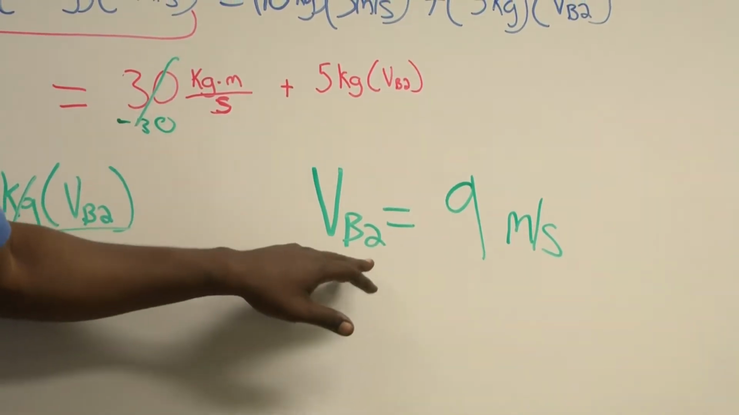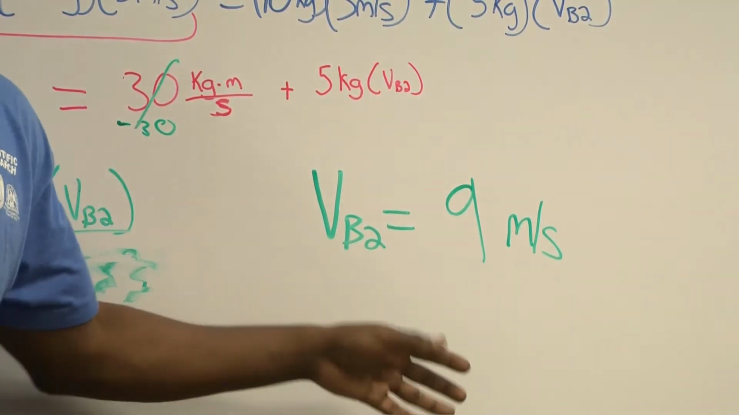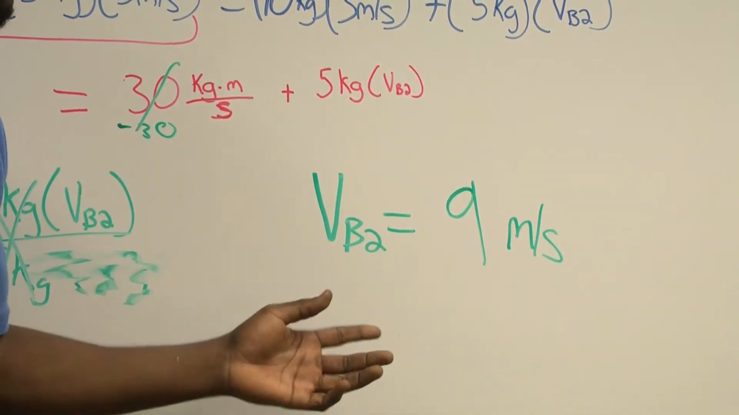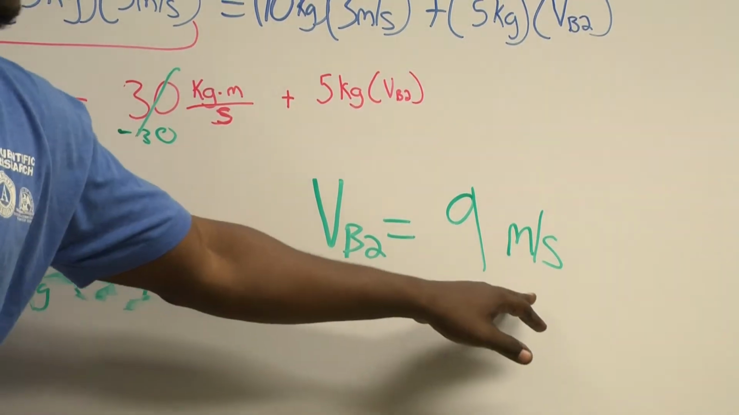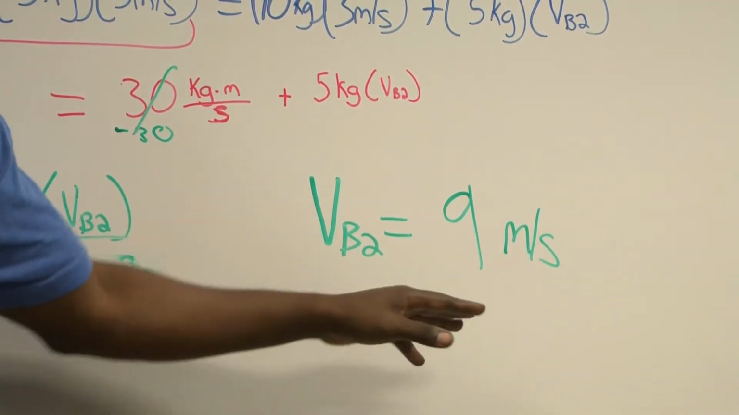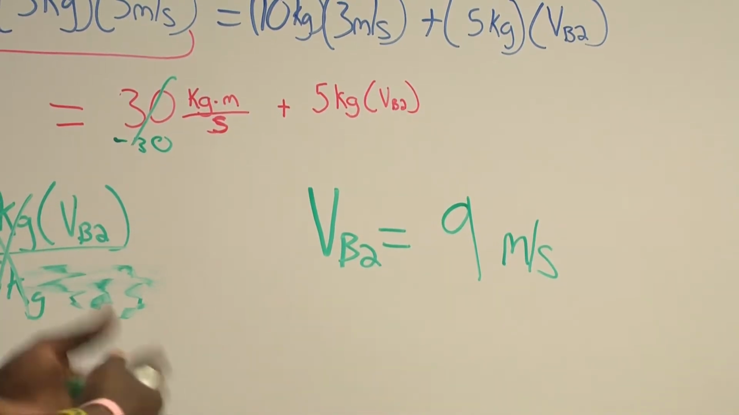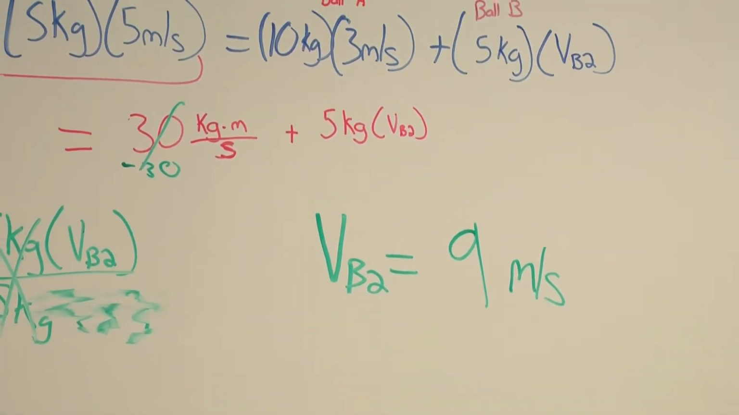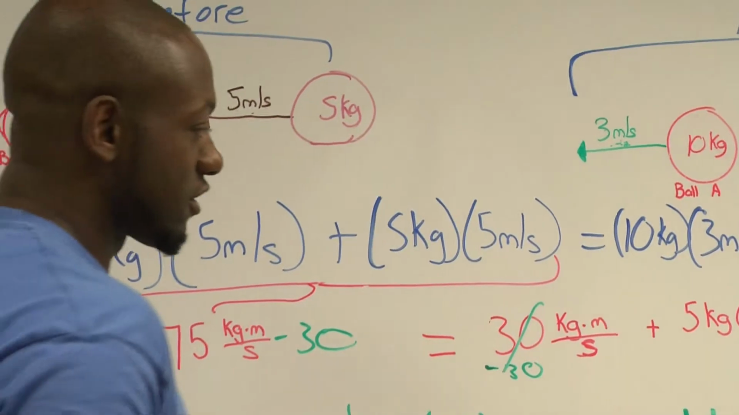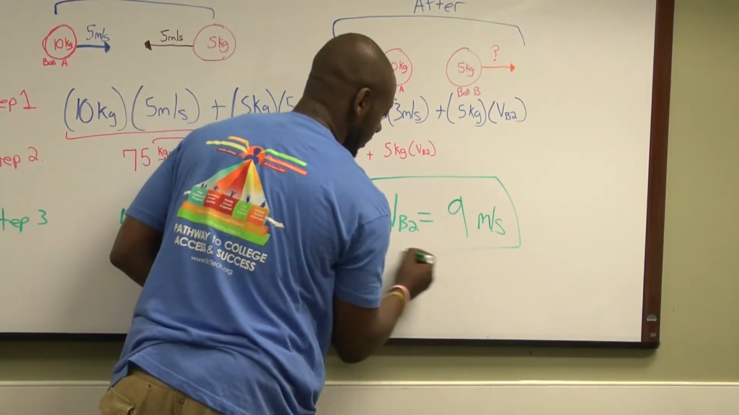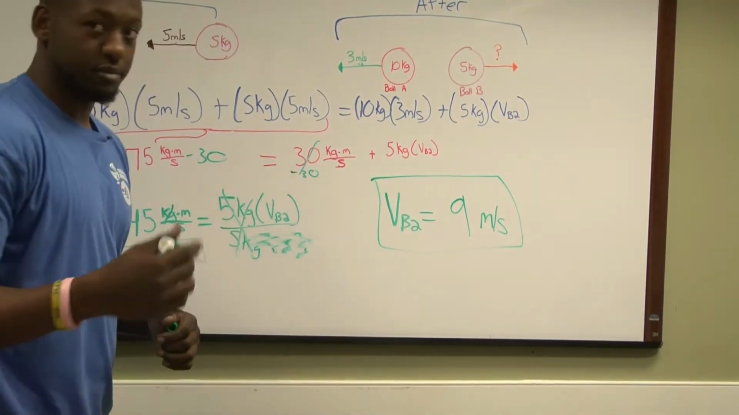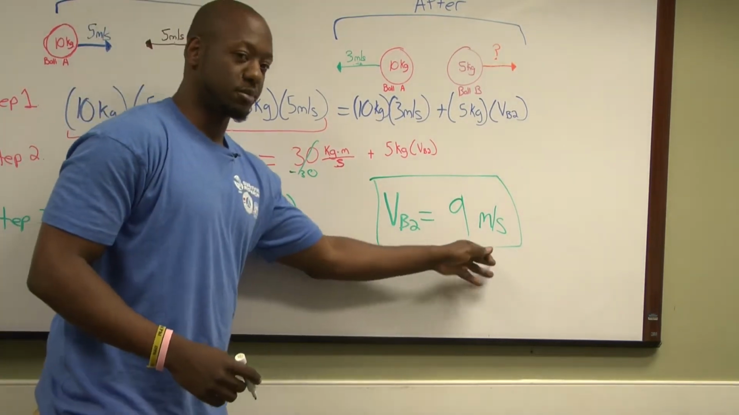If you're looking for something in physics, always check your units. If I'm looking for velocity and my final answer comes out in kilograms, I know I did something wrong. That's why units are important. My answer came out in meters per second, so I know I have the right units in my answer. If I did mess up, it was something dealing with numbers. And so your final answer is that the velocity of ball B after the impact is 9 meters per second.